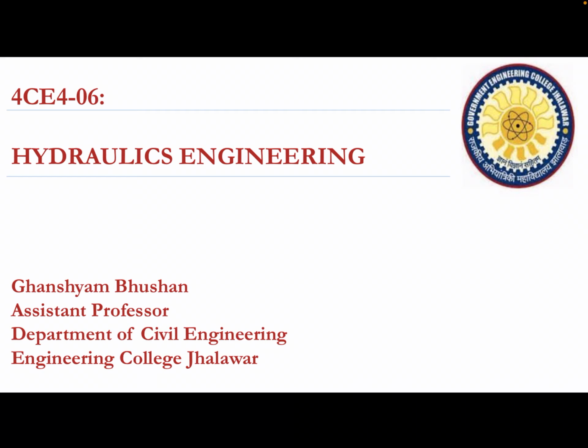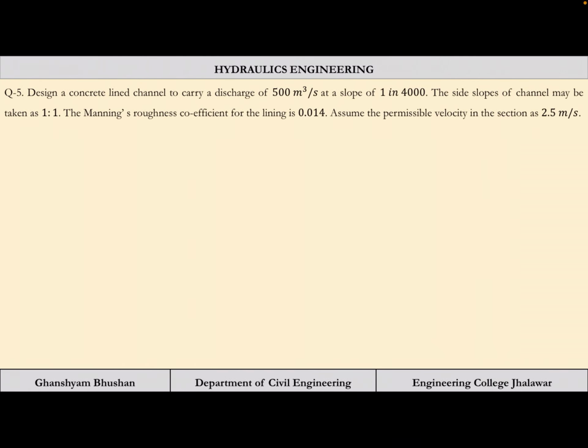What we have to do, basically, is assume some parameters. In our case we assumed the depth of flow, and for the trapezoidal section, because the width was also not given, we assumed b. Using the equations derived in the last lecture, we put the values directly into the formulas to solve for the depth of flow, the bed width, and the side slope. In today's lecture we are going to see some more problems.